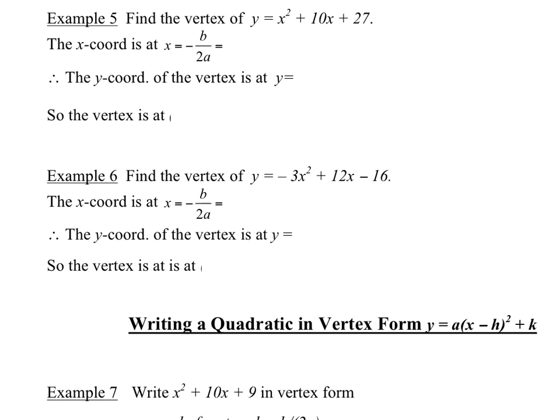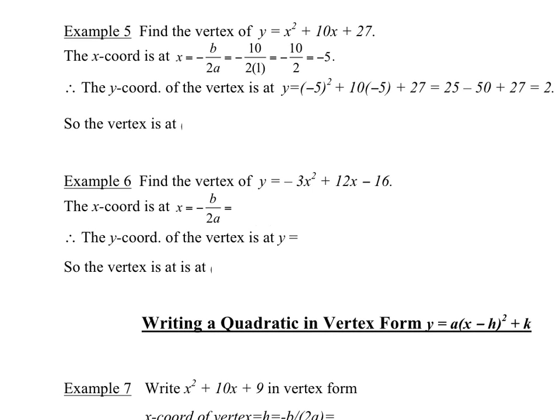You can do a similar thing in example 5 and in example 6. In this example here, your a is 1 and your b is 10. So when you do that calculation, you should get negative 5. Take your negative 5, put it in place of the x, and what we should end up with is this. I'll just adjust that slightly so you can see it all. We should end up with a y-coordinate of 2. So the vertex then is at negative 5, 2.